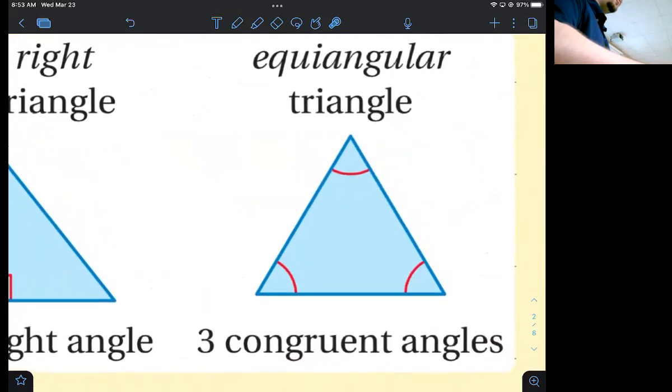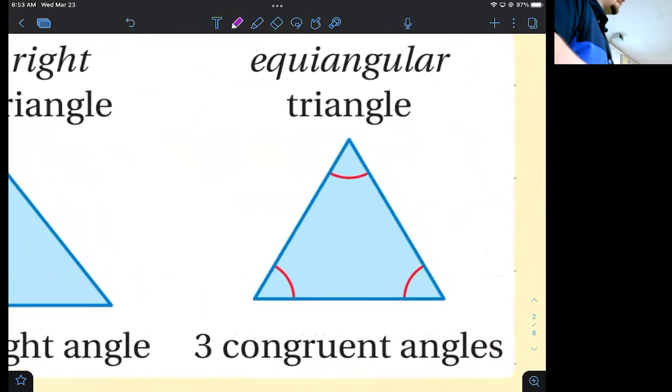In fact, the equiangular triangle is special because without me giving you any other information, you can tell me how big each of those angles are. They're all three the same. You know they add up to 180. How big is each of those angles? Jude?